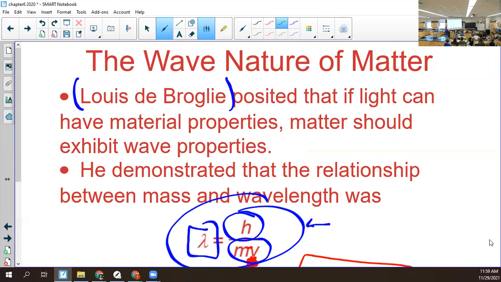So here we go. Louis de Broglie came up with the idea that if light can have material properties, matter should exhibit wave properties. And he demonstrated the relationship between mass and wavelength, which we don't need to care about because we already did that math. You okay with that? But he's starting to say matter and light are actually kind of tied together, which is super weird. When we talk about this stuff, it's called quantum mechanics, and we're talking about the smallest parts of matter.